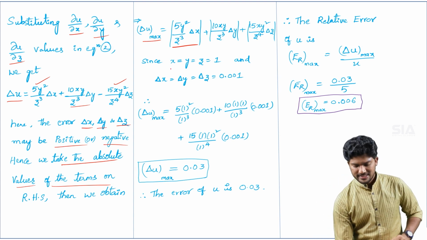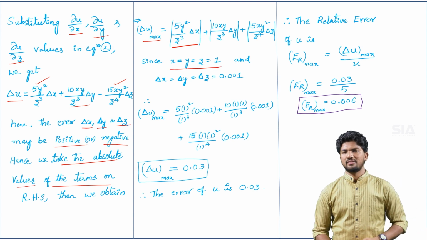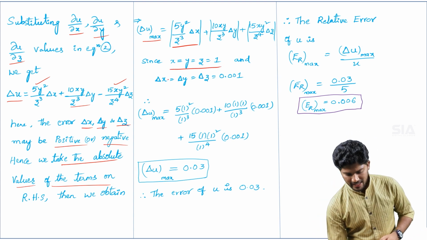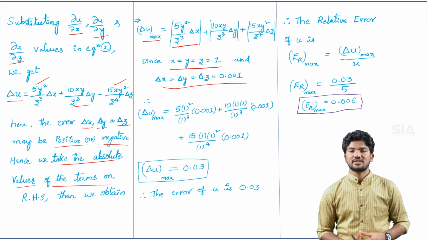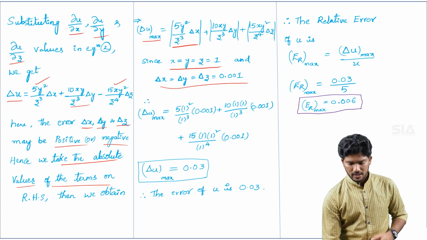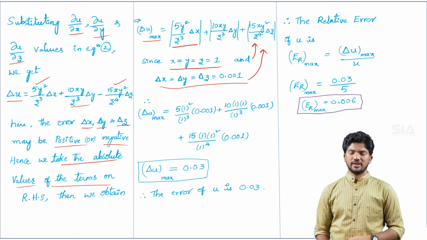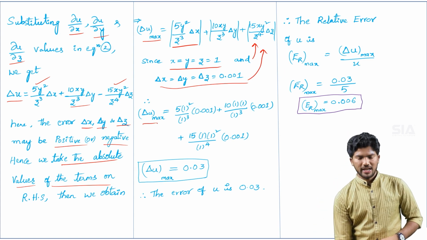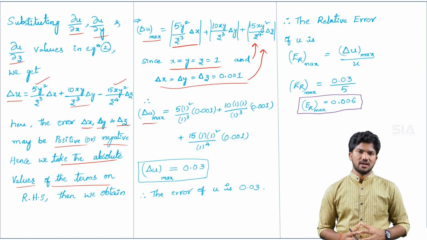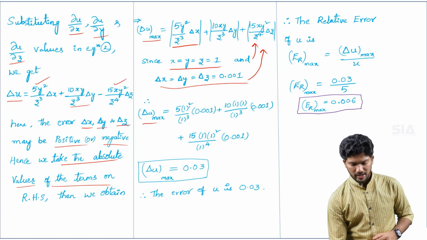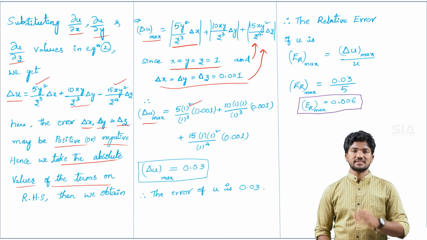Since from the statement of the problem we have x equal to y equal to z equal to 1 and delta x, delta y, delta z equal to 0.01, substitute these values in the above equation. Then you will get the maximum value of the error of u, that is delta u maximum, equal to 5 into y square, where y is equal to 1.